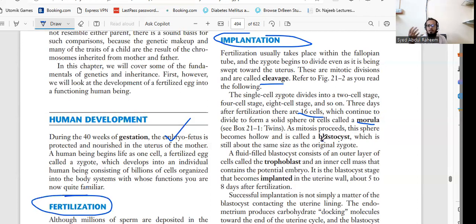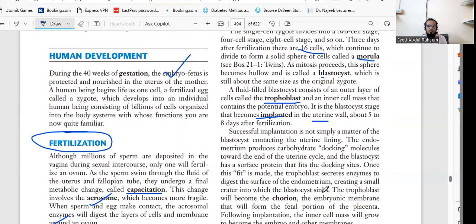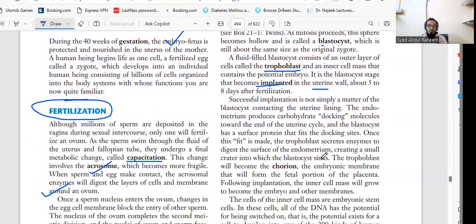The blastocyst is still about the same size as the original zygote. A fluid-filled blastocyst consists of an outer layer of cells called the trophoblast and an inner cell mass that contains the potential embryo. It is the blastocyst stage that becomes implanted in the uterine wall, at about 5 to 8 days or 10 days. After fertilization, the implantation will happen.